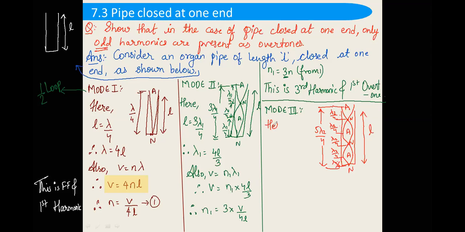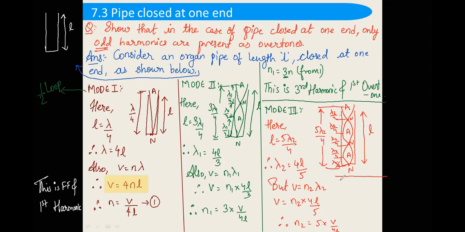So what is the value of L? Here L is equal to 5 lambda2 by 4. So lambda2 is equal to 4L divided by 5. But v is equal to n2 lambda2, so v is equal to n2 into 4L divided by 5. Therefore n2 is equal to 5 multiplied by v divided by 4L. Then we can say this n2 is equal to 5n.